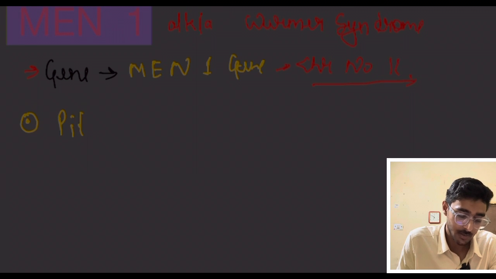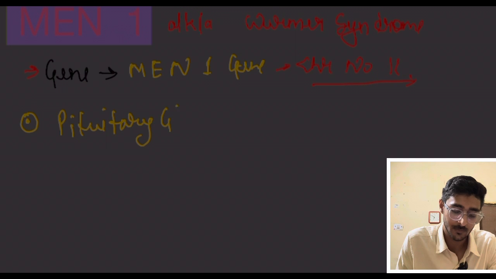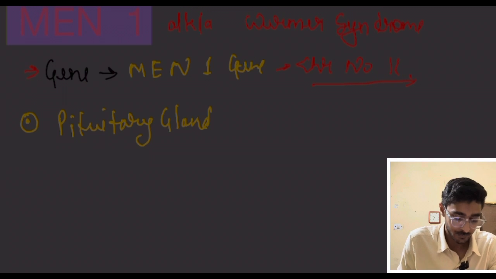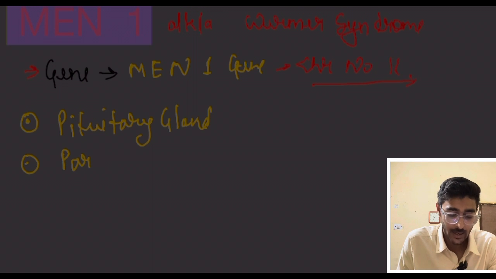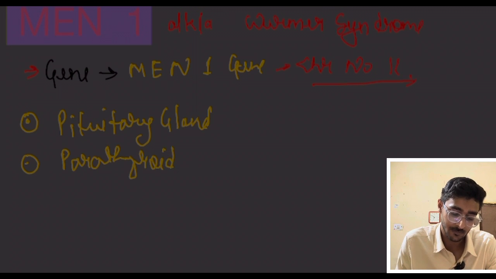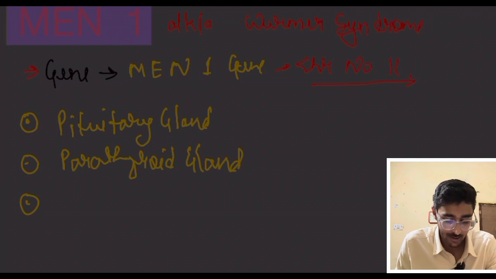First is pituitary gland. And the other gland which is involved is parathyroid gland. And the third gland which is involved is pancreas.